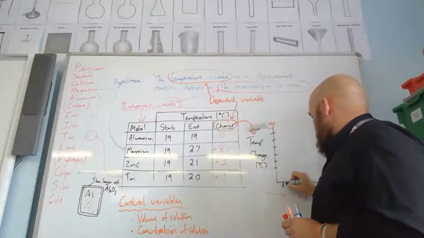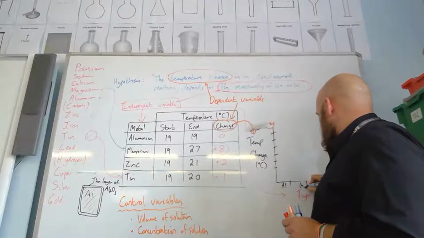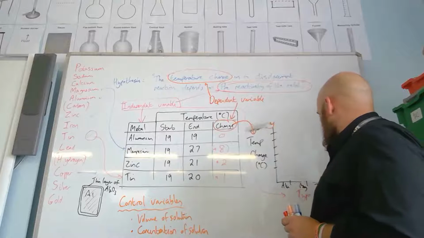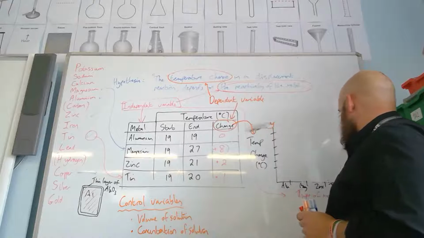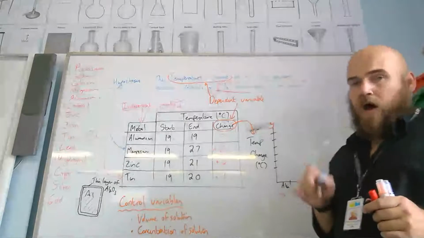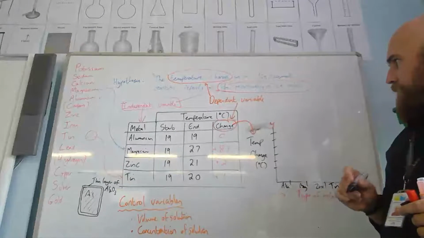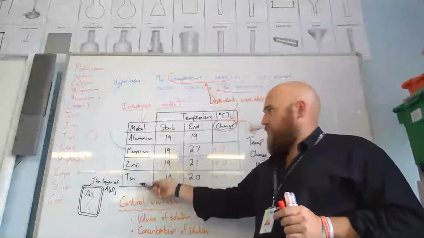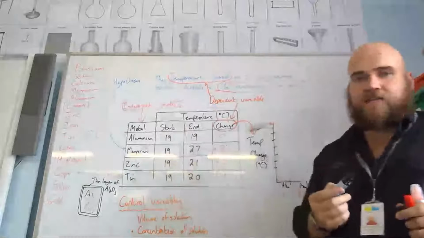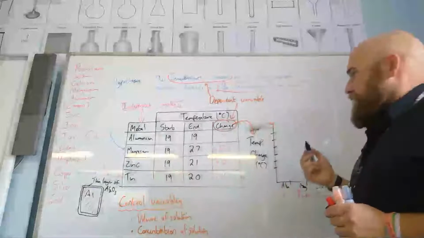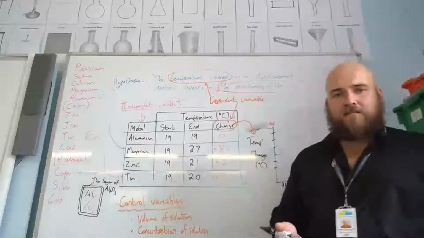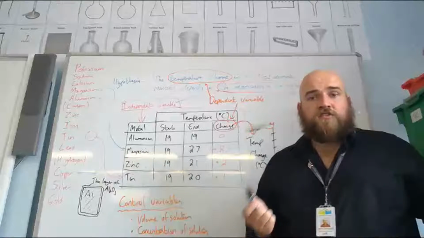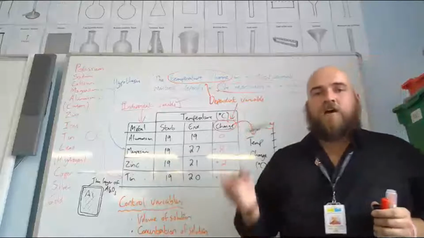So you're going to have aluminium, magnesium, zinc, and tin. You're going to do it as a bar chart, but why? Well, look at our independent variable. Look at what we are changing. We're changing the type of metal. Now, what type of variable is that? Is type of metal a number? Are these things here numbers? No. So it's non-continuous data.